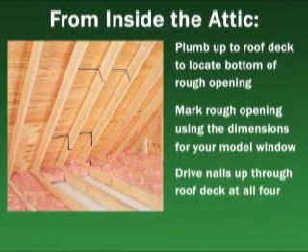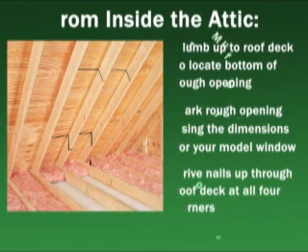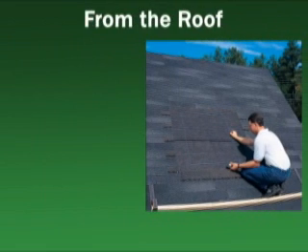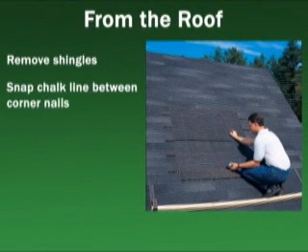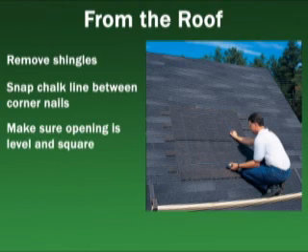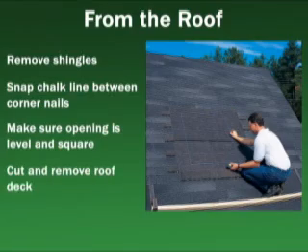Drive nails up through the roof deck at all four corners of your measured opening. From the roof, remove shingles to expose the roof deck. Snap a chalk line between the corner nails on the roof deck to mark the opening. Make sure the rough opening is level and square. Cut and remove the roof deck at the chalk lines.